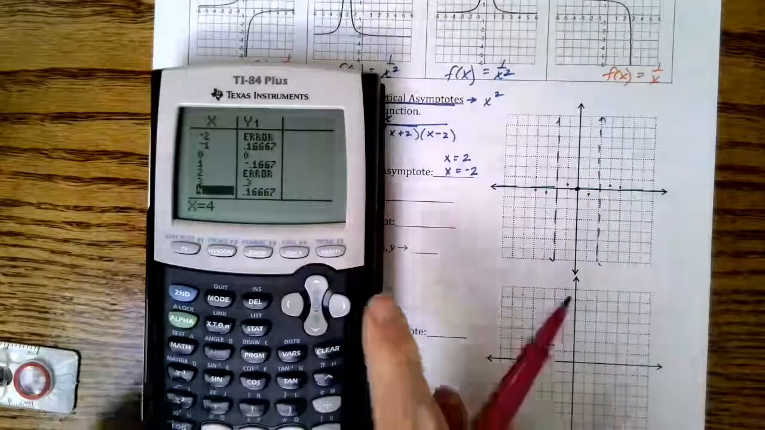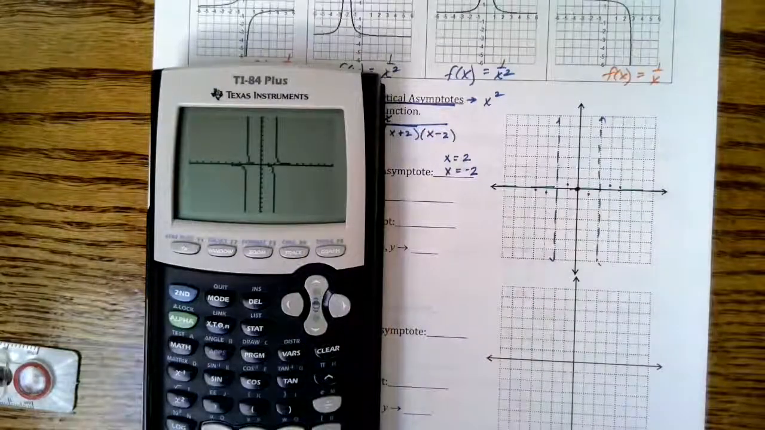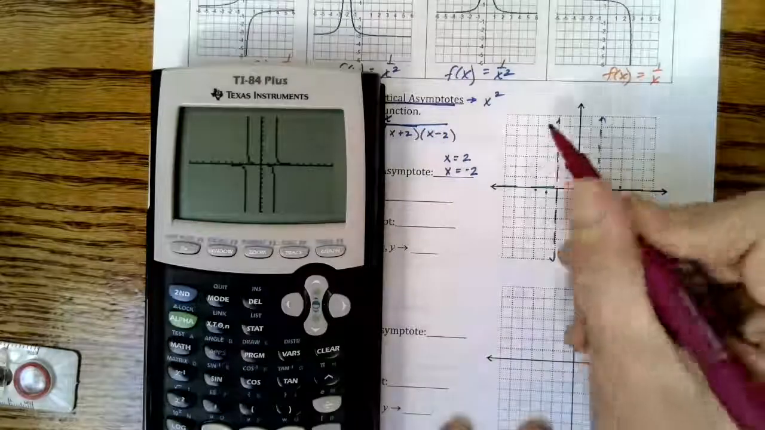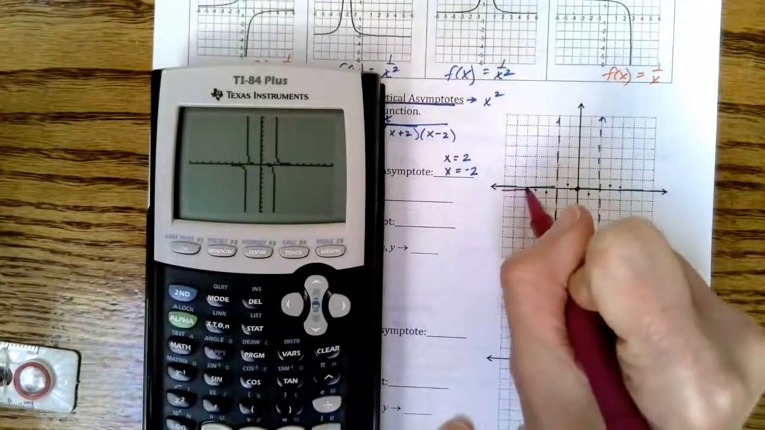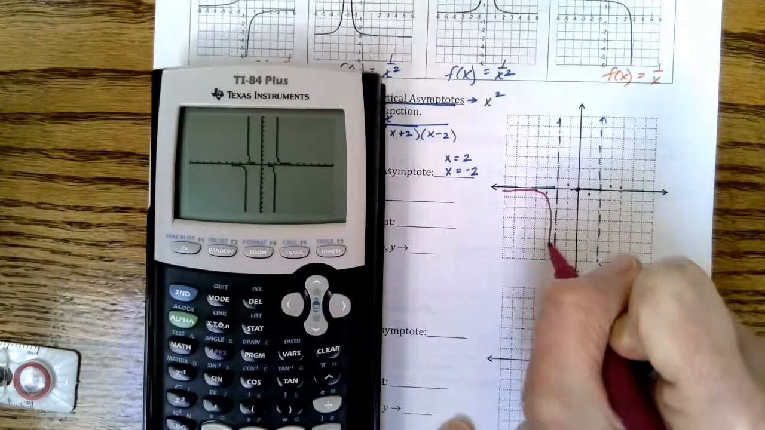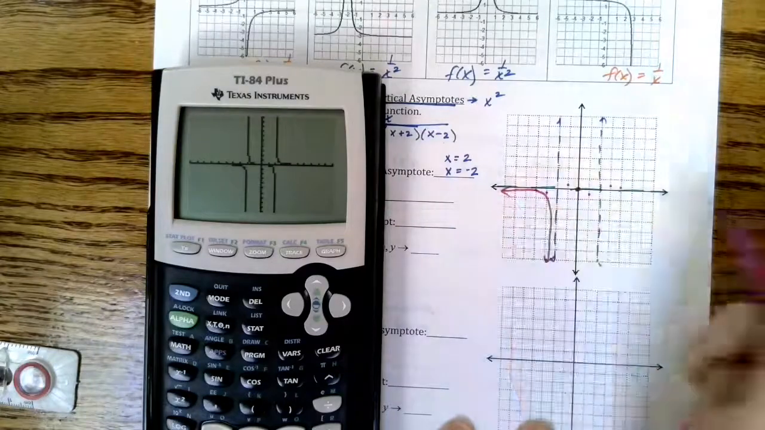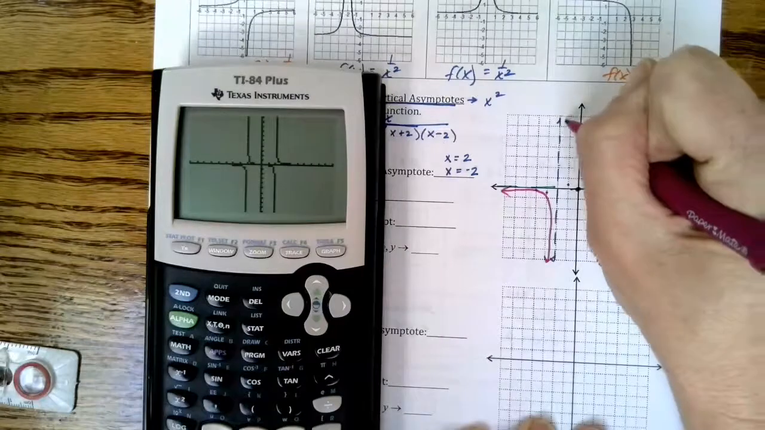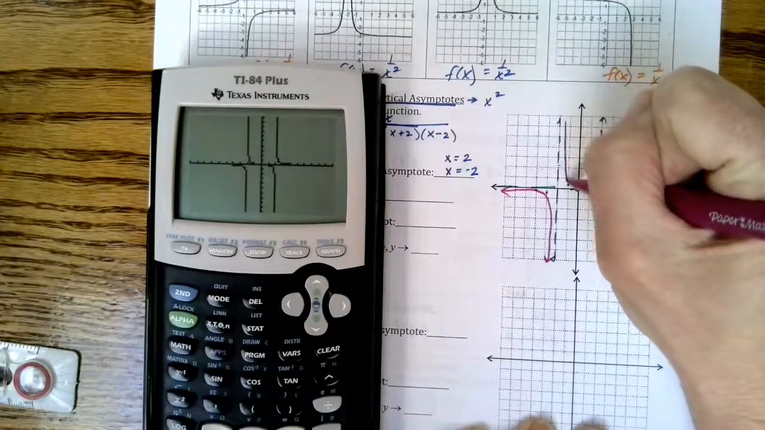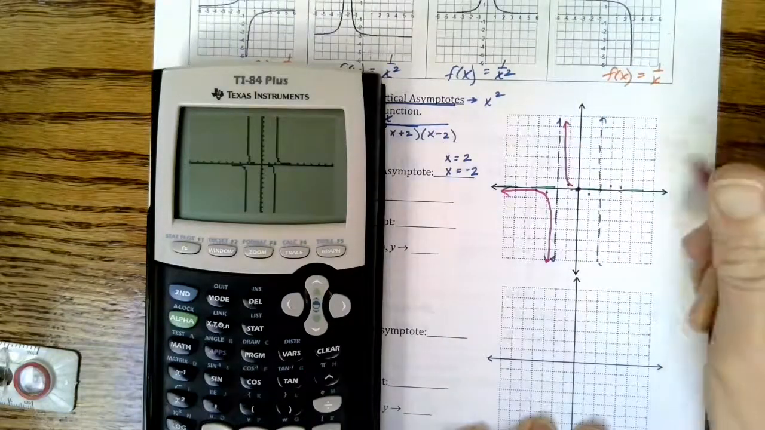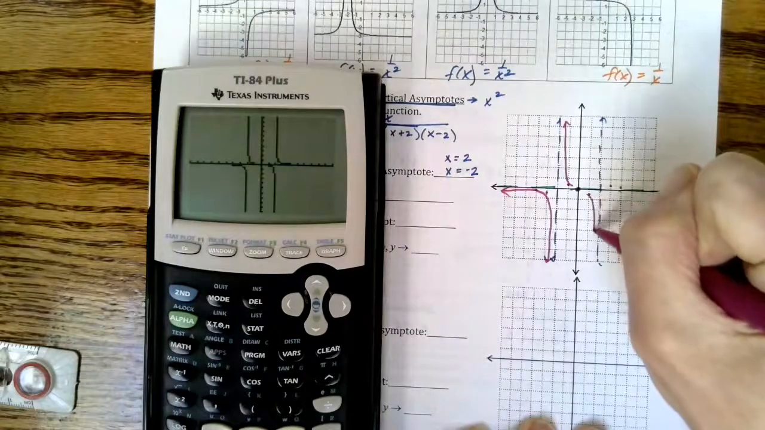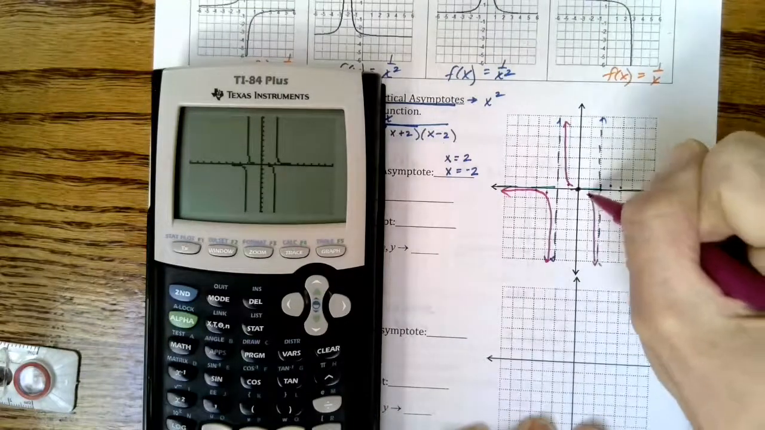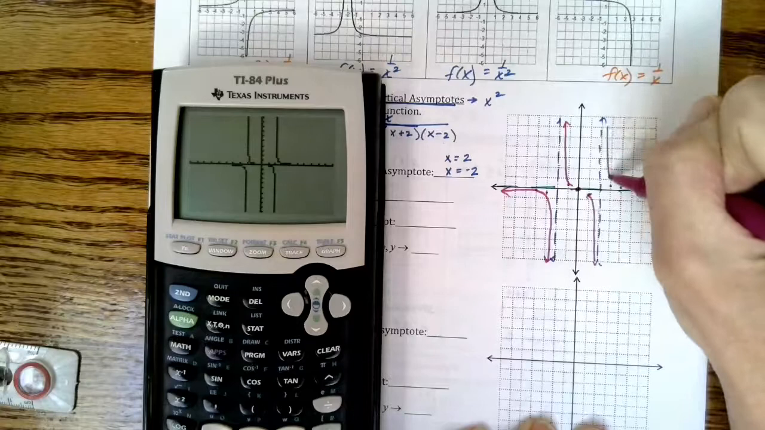Now that's hard to know what's going on, so when we go back to the graph, I can see, okay, check out where this graph is. If this goes here, then this graph goes here, and then I have this coming down here, and this going here.